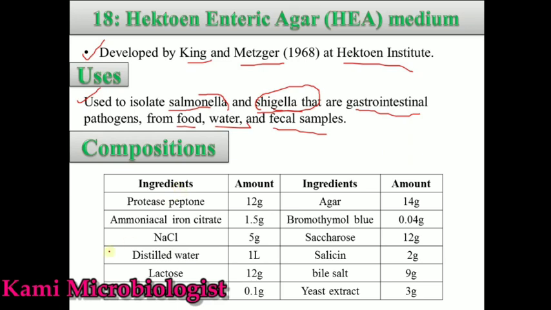Now let's talk about the composition of this media. This media contains proteose peptone, ferric ammonium citrate, sodium chloride, distilled water, lactose, acid fuchsin, agar, bromothymol blue, sucrose, salicin, bile salt, and yeast extract. These are the most important ingredients, and these are the amounts of ingredients which we need for 1 liter.